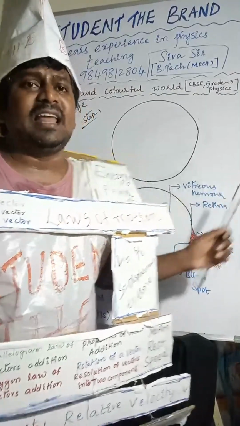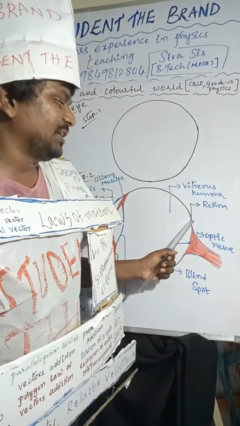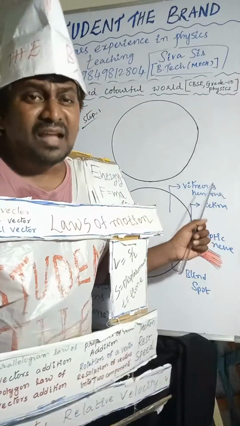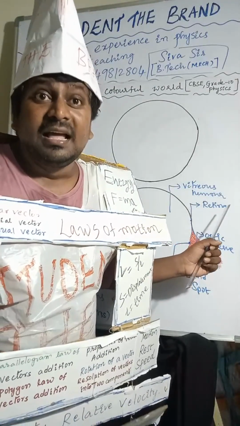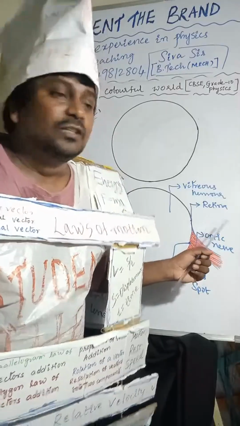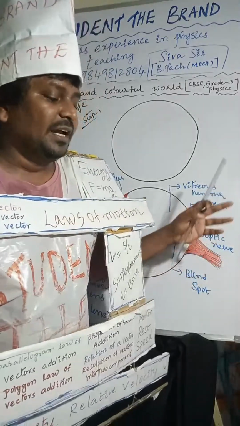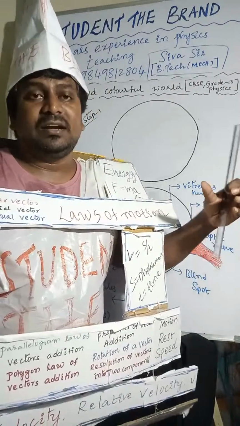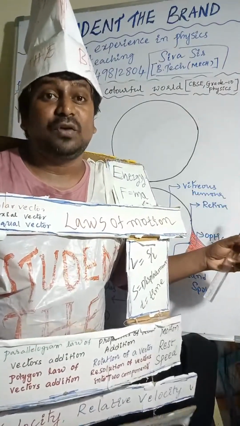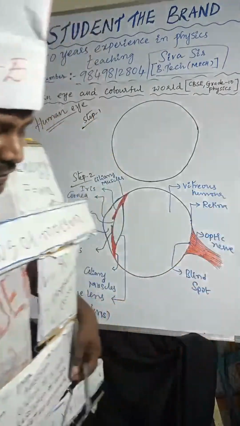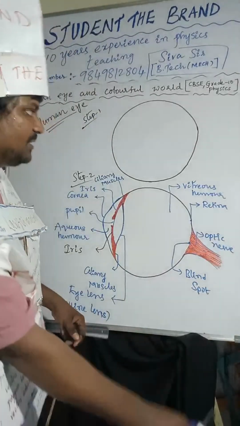Retina is a light sensitive screen. Whenever the light rays fall on it, or intersect on it, an image will form. There are two types of light sensitive cells there.